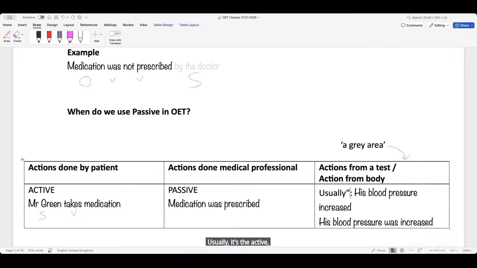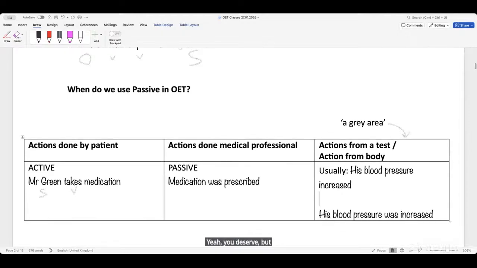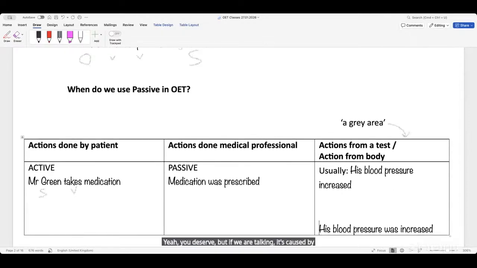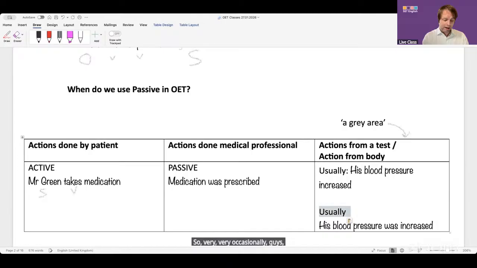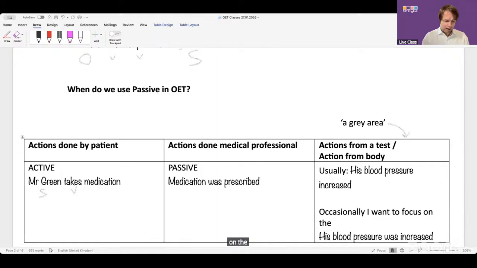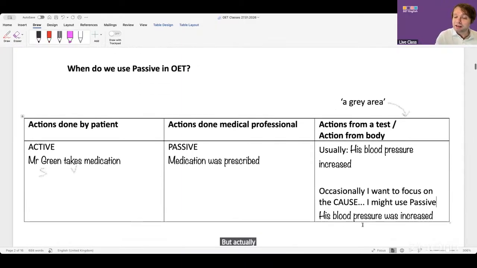Yeah, it is active, but if we are talking about something caused by something else, we can maybe use passive. So very, very occasionally, guys, if I want to emphasize or focus on the cause, I might use passive. Does that make sense, guys? I might. But actually, you can use active as well.